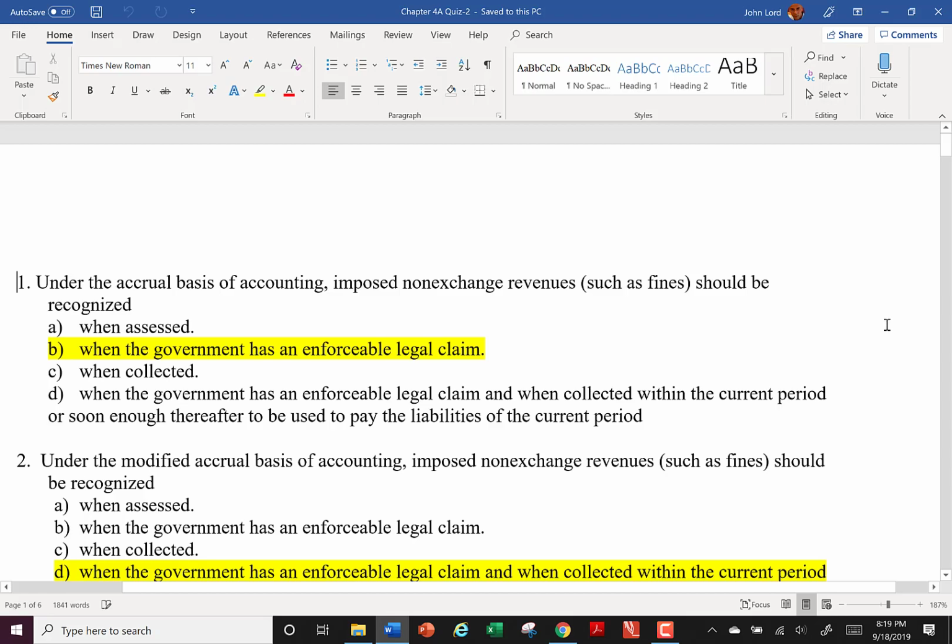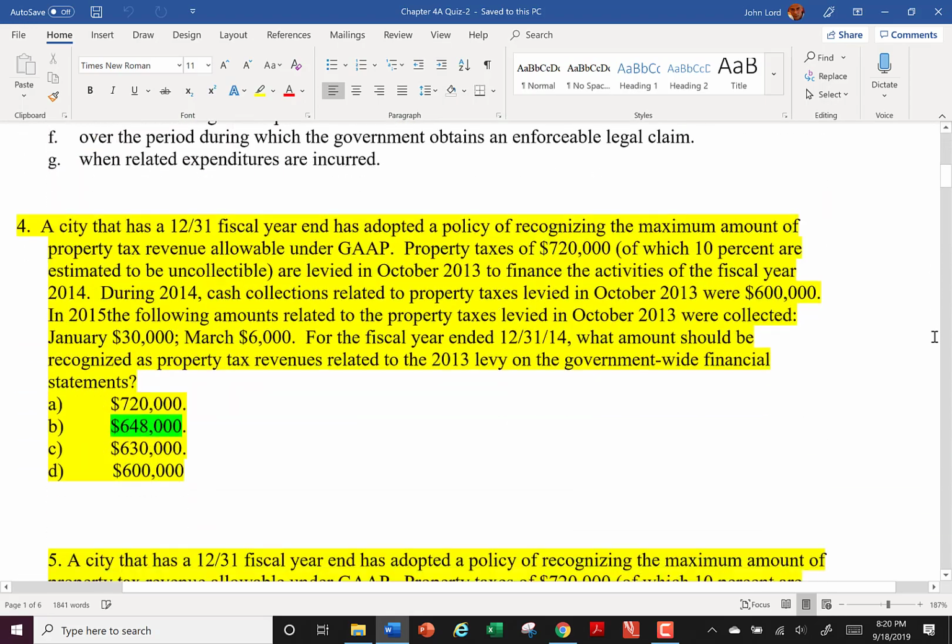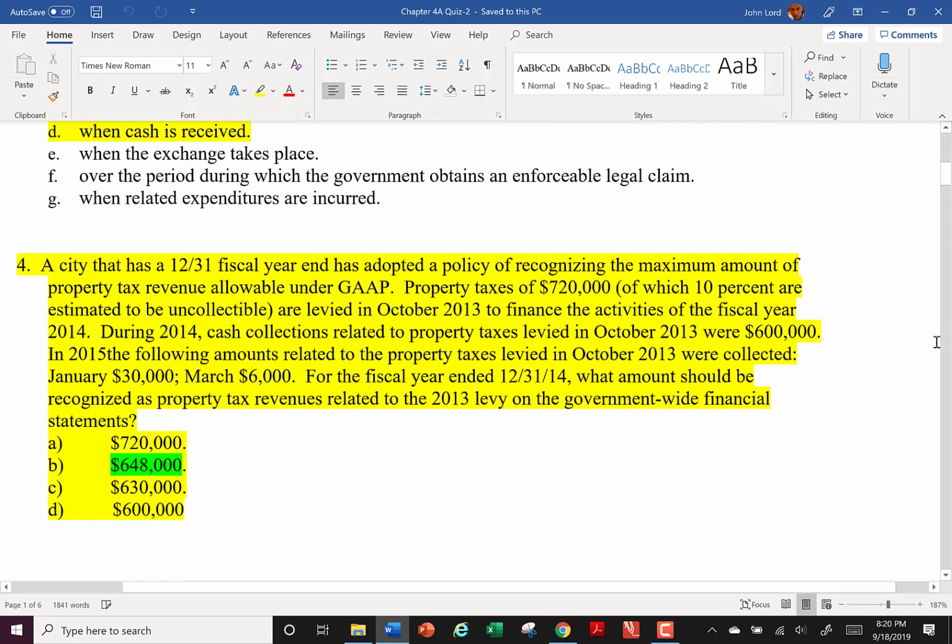Let's look at a couple of things. I'm going to skip past these word questions and go to a question with numbers in it. A city that has a December 31st fiscal year end has adopted a policy of recognizing the maximum amount of property tax revenue allowable under GAAP. Property taxes of $720,000, of which 10% are estimated to be uncollectible, are levied in 2013 to finance the activities of fiscal year 2014. During 2014 they give me cash collections, and then they ask, related to the 2013 levy, what should I take on my government-wide statements?